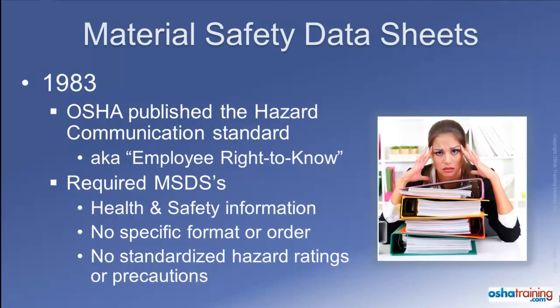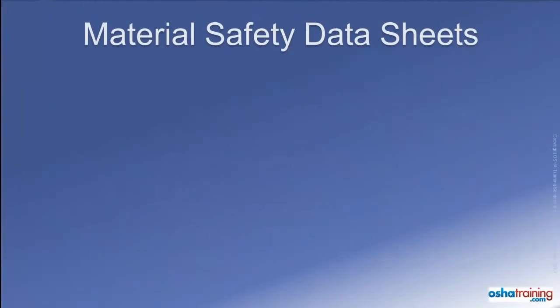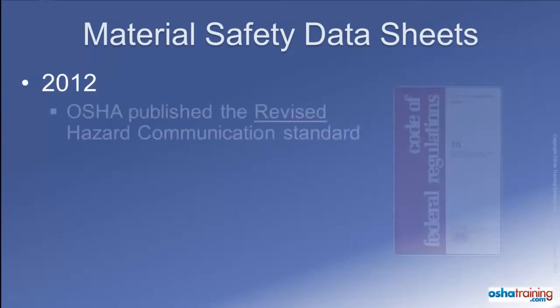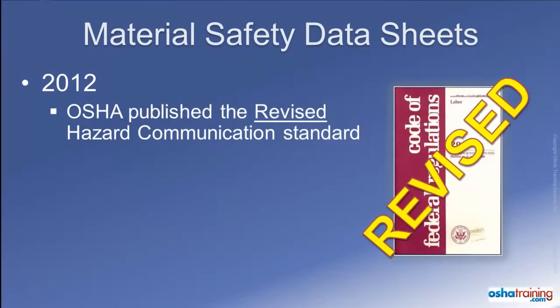Eventually, it was determined that the OSHA HAZCOM standard, as written, was not meeting its original intent, which was to help employees know exactly what they were working with, how it could harm them, and most importantly, how to protect themselves. So, in 2012, OSHA revised their hazard communication standard and did away with the requirements for material safety data sheets.